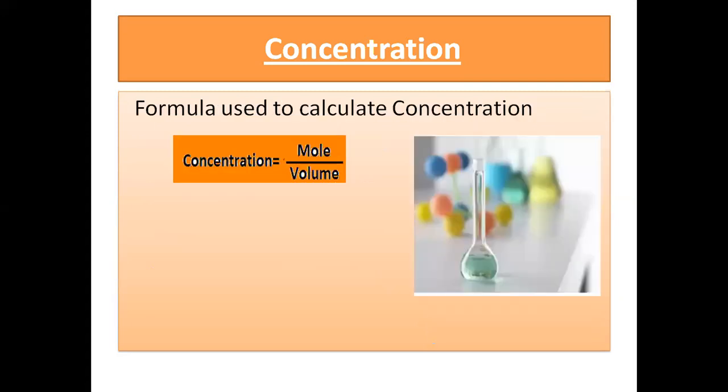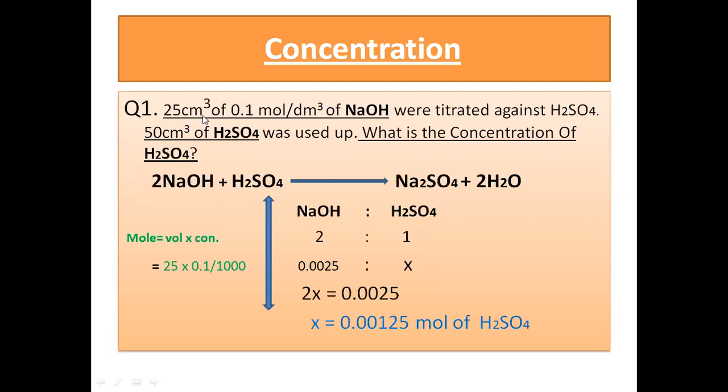The formula used to find concentration is: concentration is equal to mole over volume. It means that if we have to find the concentration, we have to find the mole and the volume first, then we are able to find the concentration. For example, 25 centimeter cube of 0.1 mole per decimeter cube of sodium hydroxide was titrated against sulfuric acid. 50 centimeter cube of sulfuric acid was used up. What is the concentration of sulfuric acid?